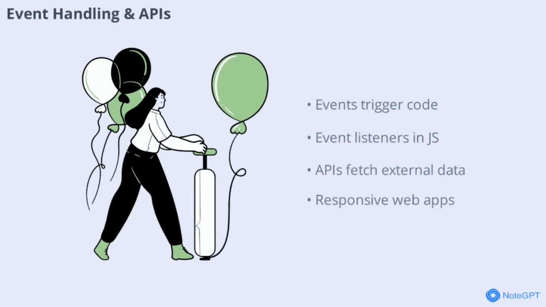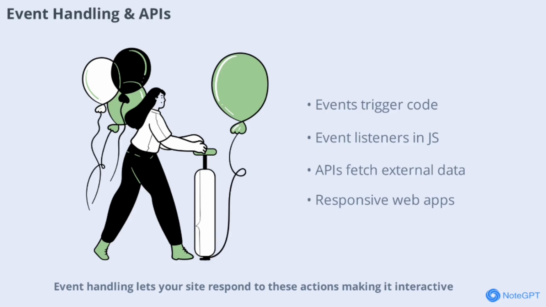Events are actions like clicks, mouse moves, or key presses. Event handling lets your site respond to these actions, making it interactive. You can add event listeners in JavaScript or use event attributes in HTML, though the former is more flexible and maintainable. JavaScript also interacts with APIs, interfaces that let you fetch data from servers or use third-party services. For example, you might use the Fetch API to get data and display it on your page. Understanding events and APIs is crucial for building responsive, data-driven applications.